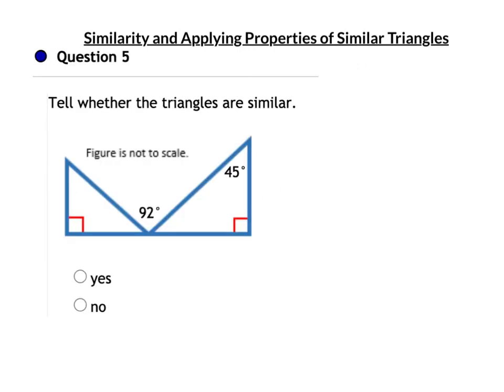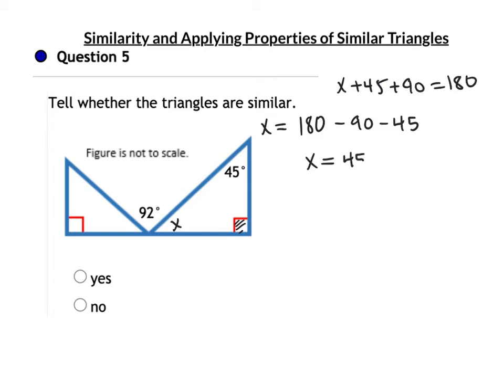Question 5. Are these two triangles similar? We could call this angle X, and we know that 45, X, and this 90 here add to 180. Essentially, I could subtract from 180. I could find X by taking 180 minus 90 minus 45, or you could have said that X plus 45 plus 90 equals 180. Either way, if you solve that, X is going to be 45 degrees. We'll put in the 45 right here.